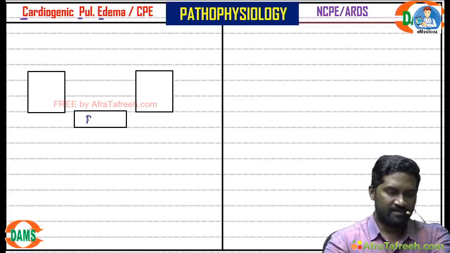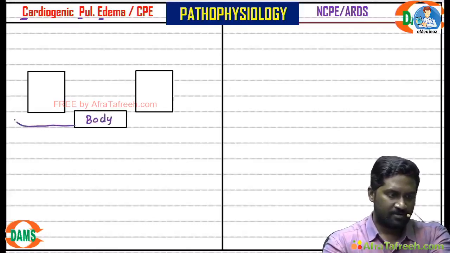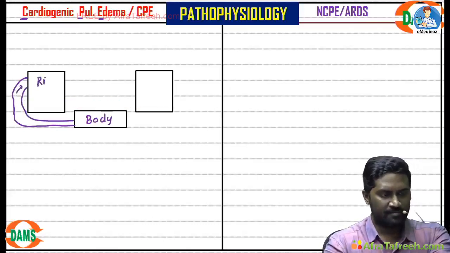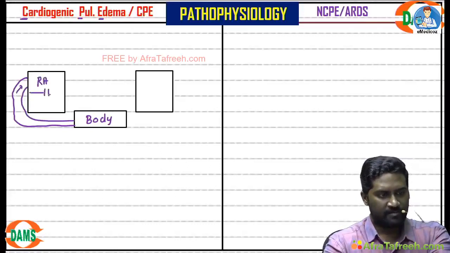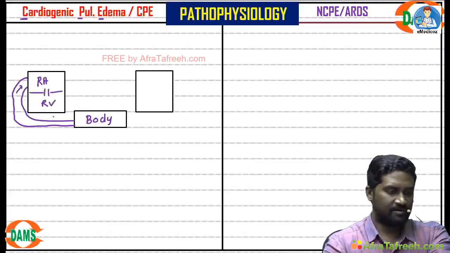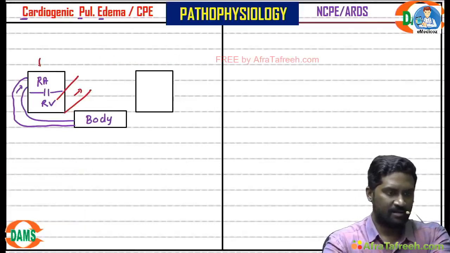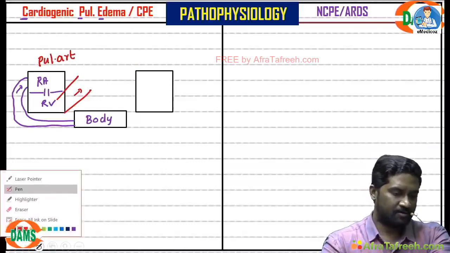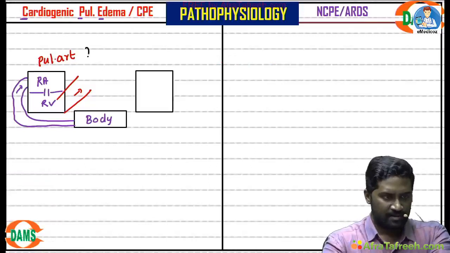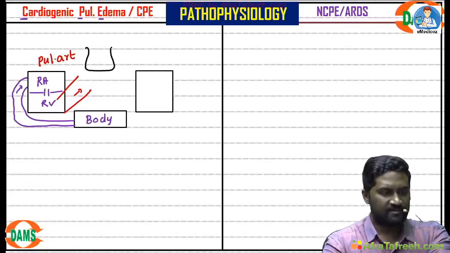First of all, let us see the body circulation. From the body, the deoxygenated blood reaches your right heart, into the right atrium. From the right atrium, it goes into the right ventricle. From the right ventricle, there is a big vessel called the pulmonary artery. This pulmonary artery carries the blood to the alveoli. Your alveolus is the basic gas exchange unit.